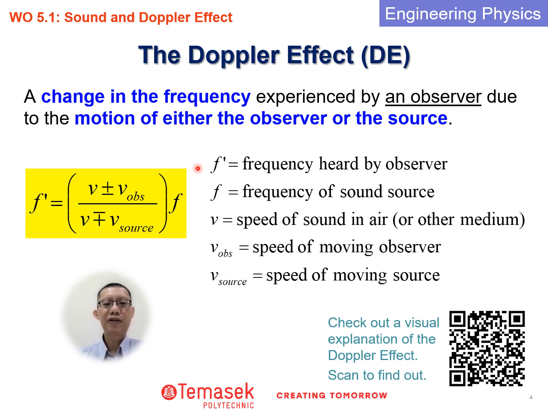F prime is the frequency heard by the observer. F is the actual frequency of the sound source. V is the speed of sound in air, which is 343 meters per second, or in another medium. V obs is the speed of the moving observer. V source is the speed of the moving source.